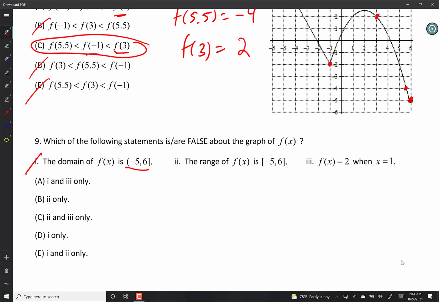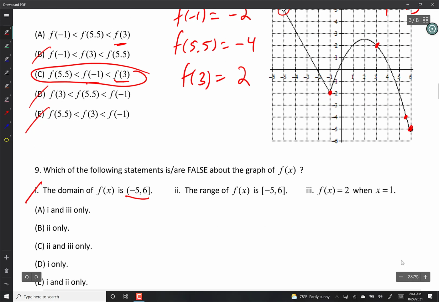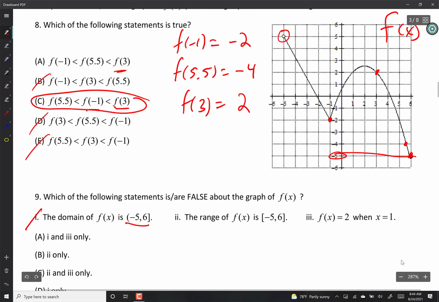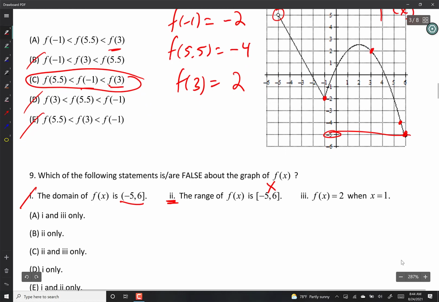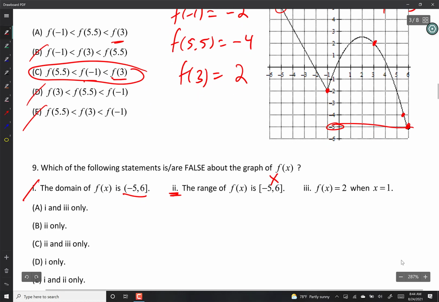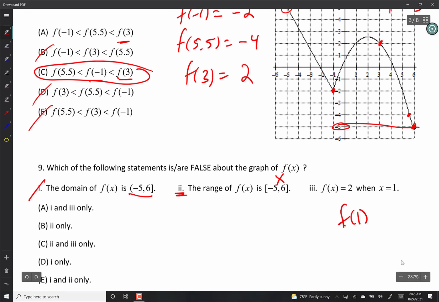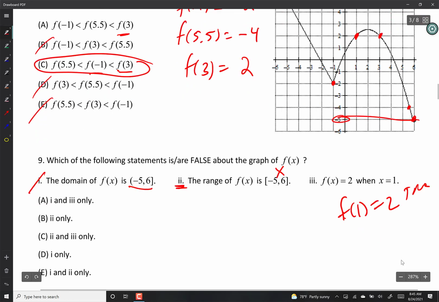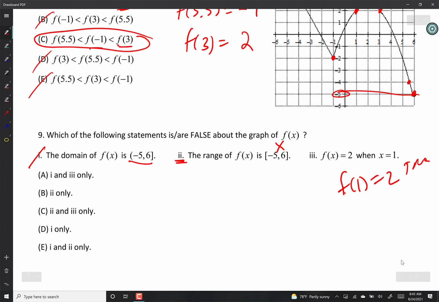The range of f of x is negative 5 to 6. All right, so let's see, negative 5 down here. So far that is true. 6 up there. That is false. So that one is so far one of my answers. And then f of x equals 2 when x equals 1. That means f of 1 equals 2. So is that a true statement? Yeah, so that's not what I want.